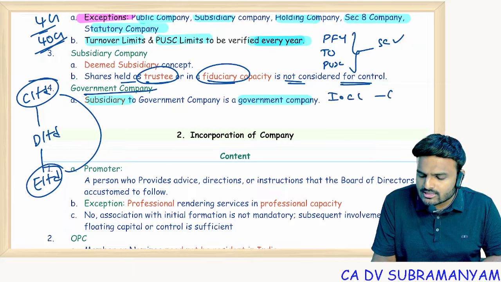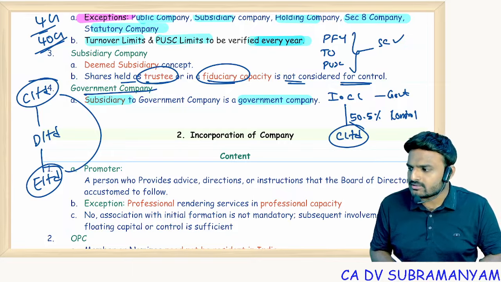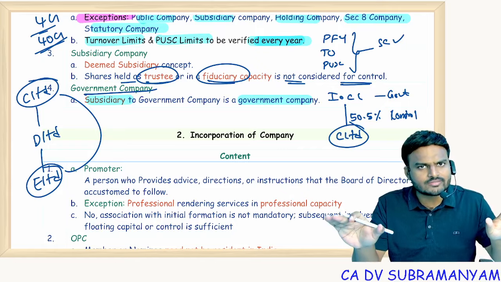Suppose IOCL, it is already a government company. So IOCL is holding 50.5% of control in C Limited. Now C Limited also automatically becomes a government company. That's it, preliminary over. Okay.